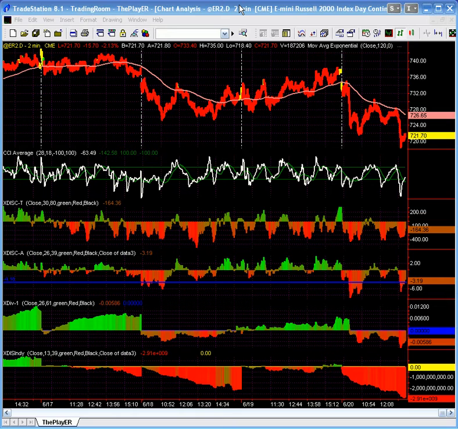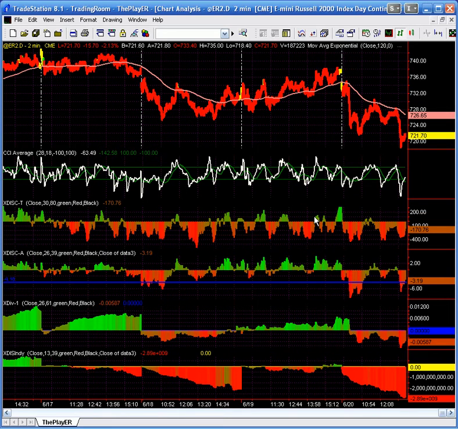First thing we're looking at here is a chart of the market. This is the mini Russell futures contract, front month. A bit of a downslide today. Just a beautiful trading day from a discretionary perspective. Just a very impressive day on the downside in terms of bearishness from all of our proprietary indicators.